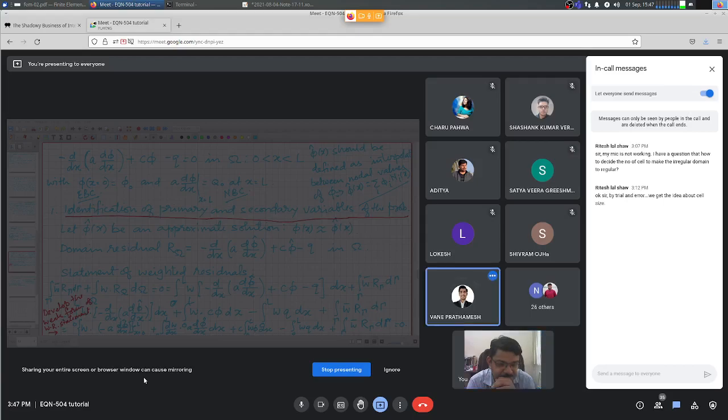Okay. What is the boundary term? W into minus a d phi hat by dx. So wherever you find W in the boundary term, replace that with phi, the unknown of the differential equation. What do you get? Phi into minus a d phi hat by dx. So now this is again a product of two terms. What you have here is phi, the primary variable, and the other term is the secondary variable.